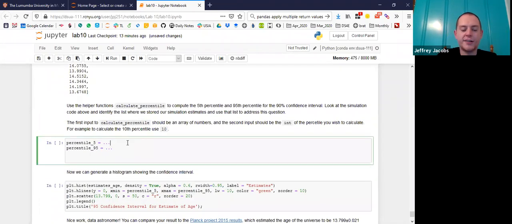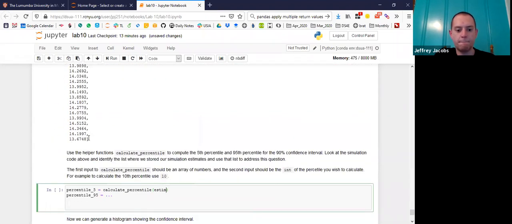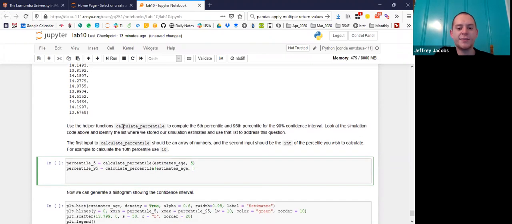So now we'll get our confidence interval by taking our 1,000 estimates from our 1,000 resamples, and we'll compute the 5th percentile using the calculate percentile helper function. That just says, give me a list of estimates, in this case estimates age, and give me the percentile you want, in this case 5. Similarly here, we want calculate percentile, estimates age is the array containing all the estimates, but here we want the 95th percentile.